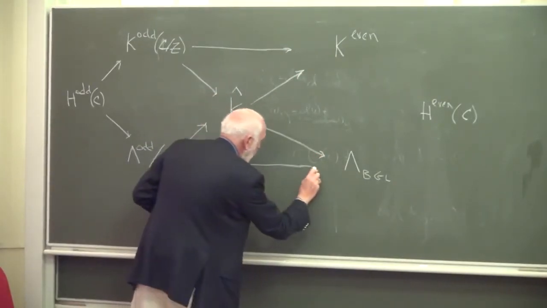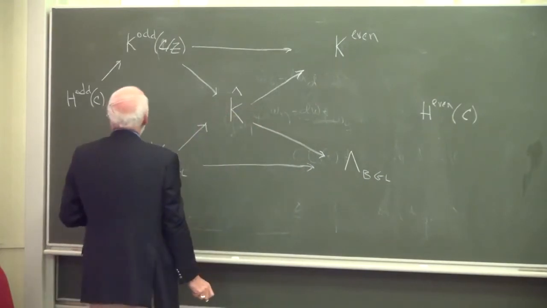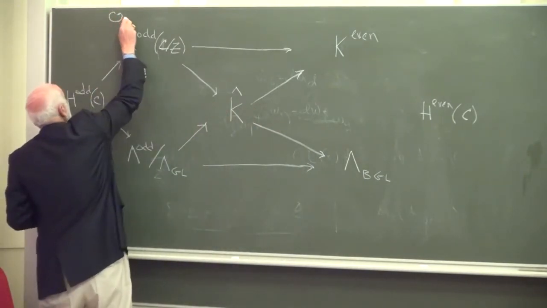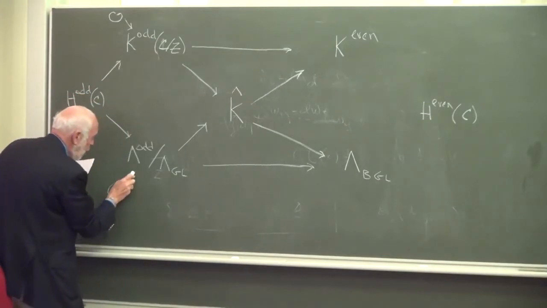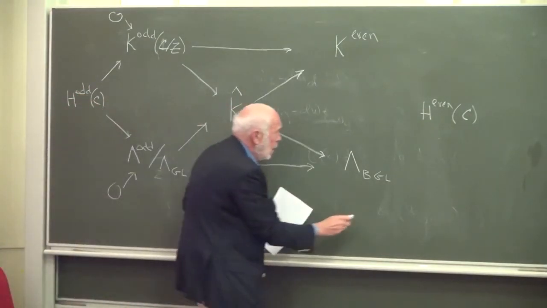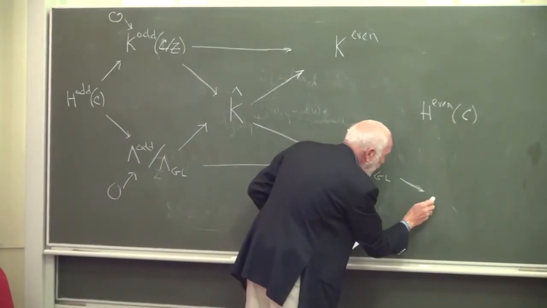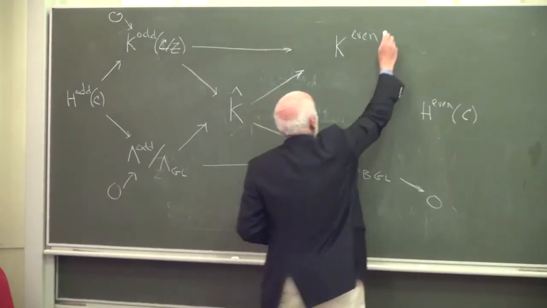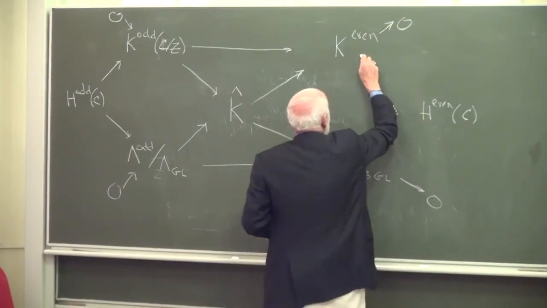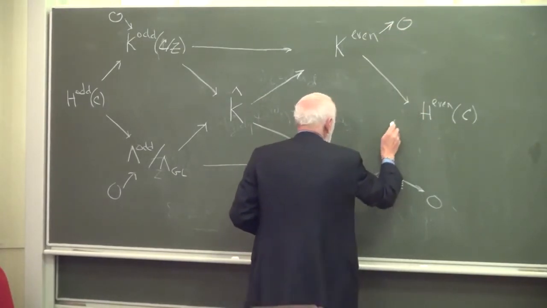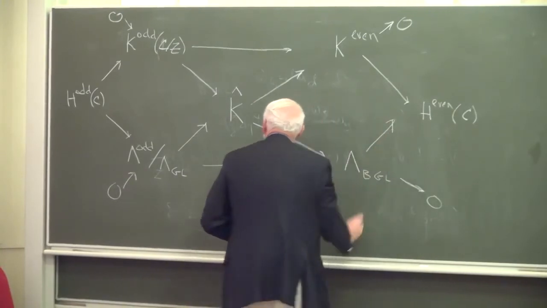You're going to put the zeros? I'm going to put the zeros. Up here is a zero. Down here there's a zero. See, that's why I need the whole board. Down here there's a zero. And up here, this is zero. And this goes here. And this goes here.